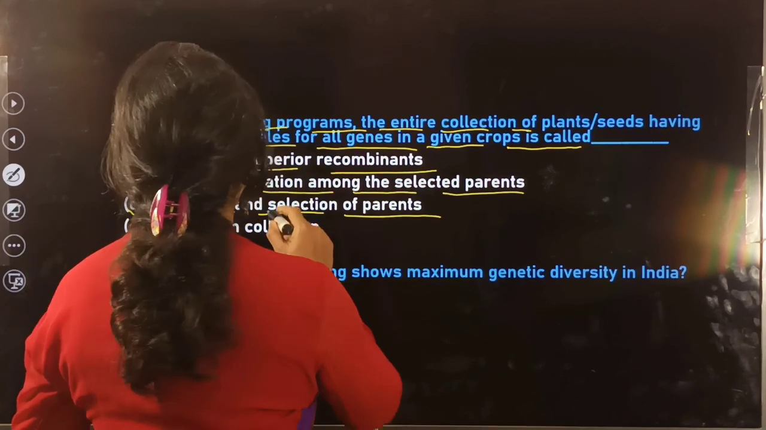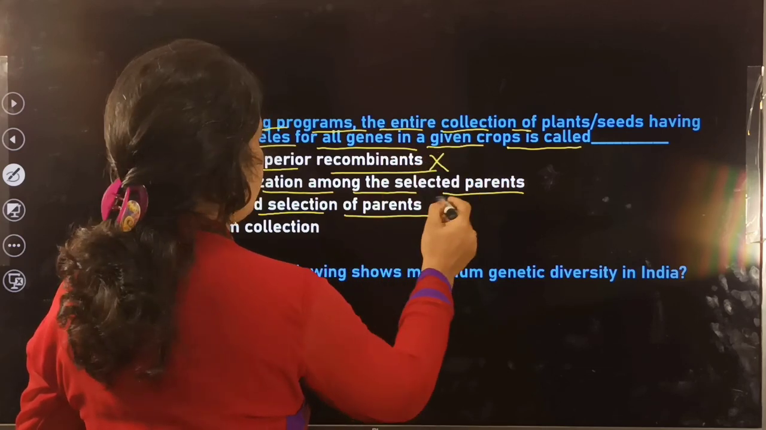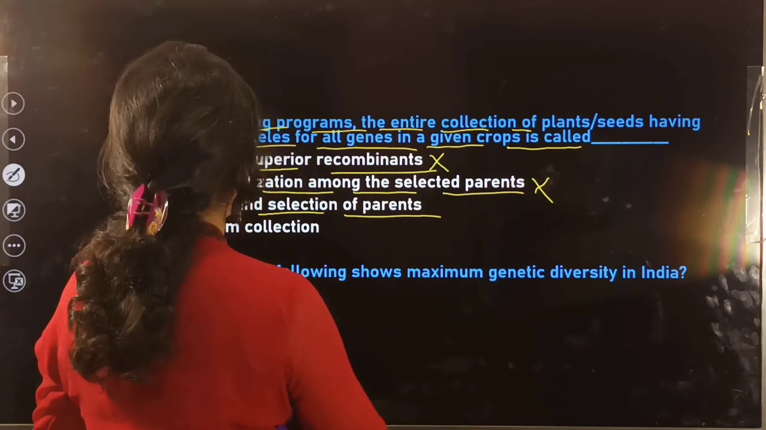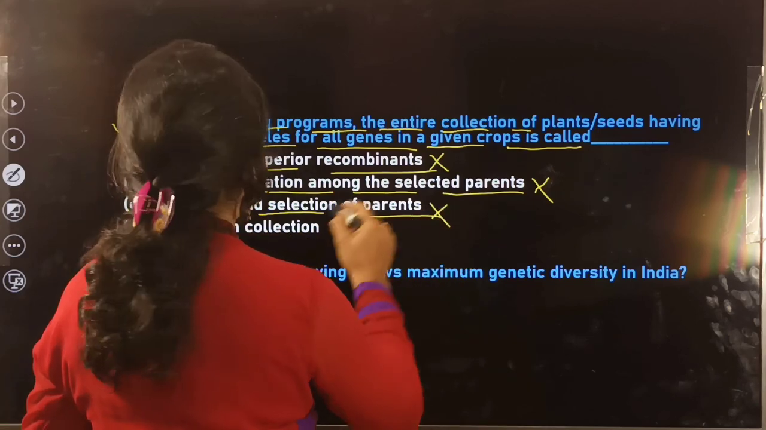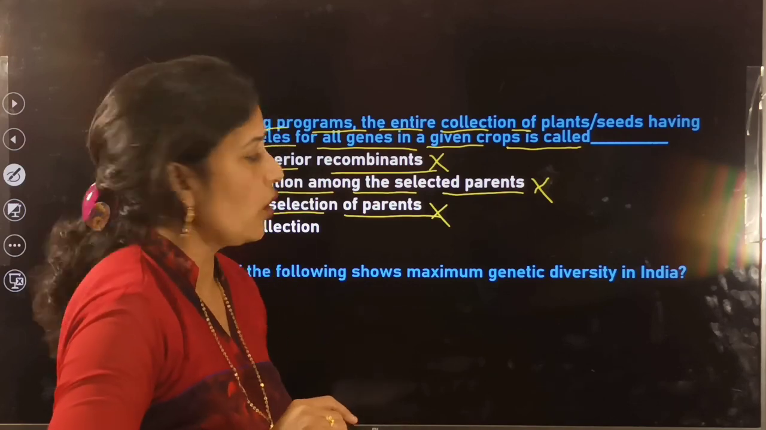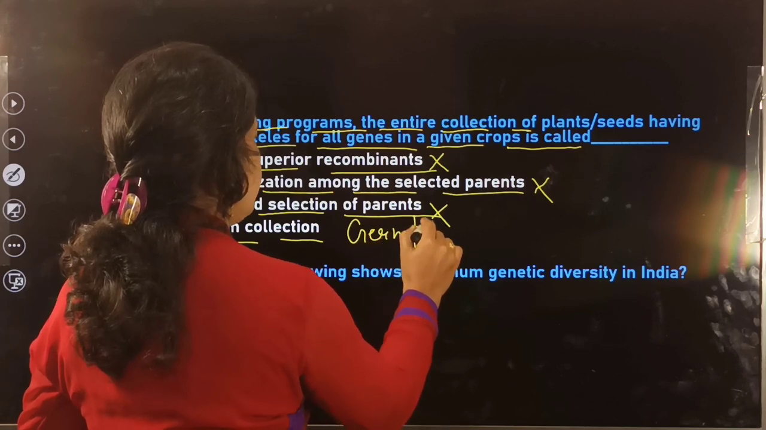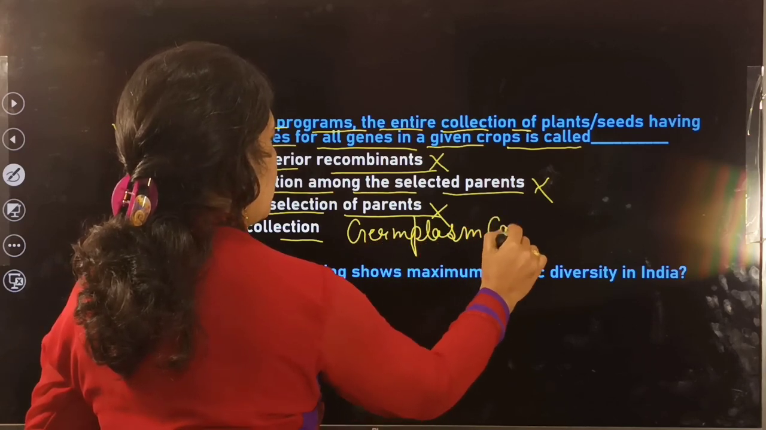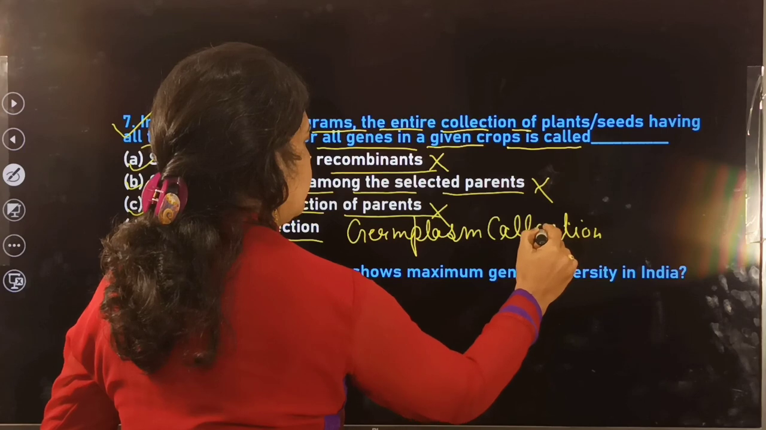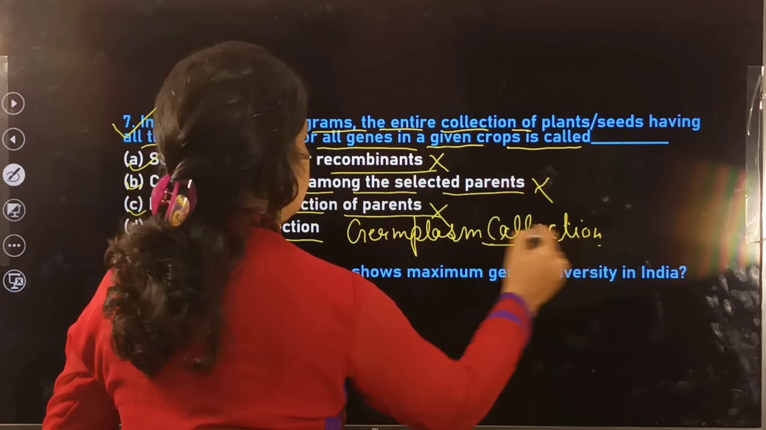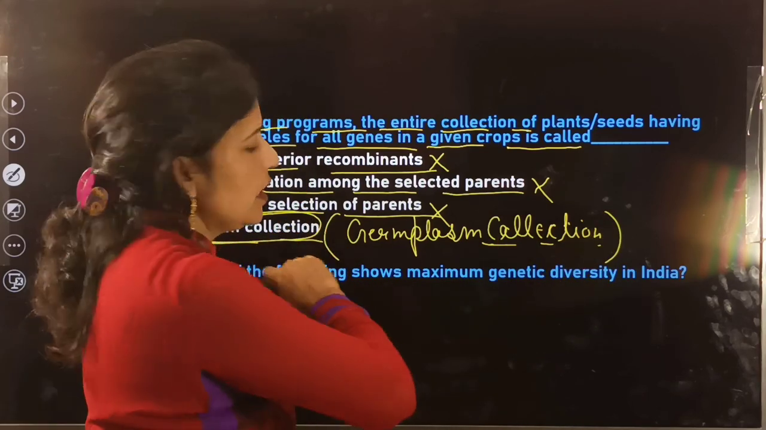So in this, selection of the superior recombinants is not used for this, cross hybridization among the selected parents is again not it, evaluation and selection of the parents is again not it, but the germplasm collection. Germplasm collection. So here option D is the right answer.